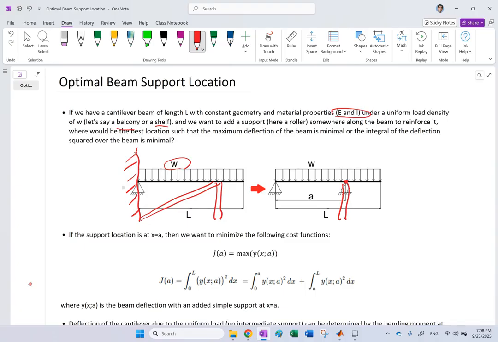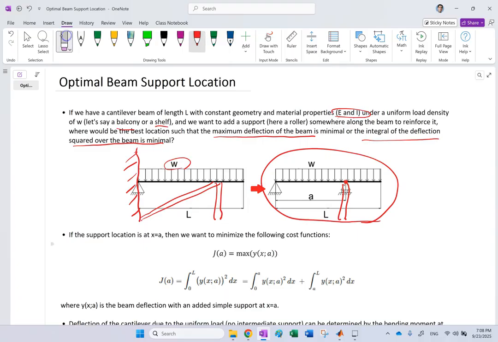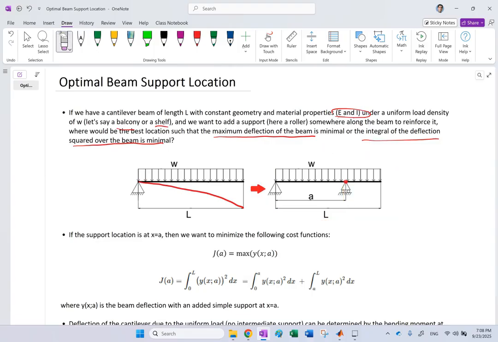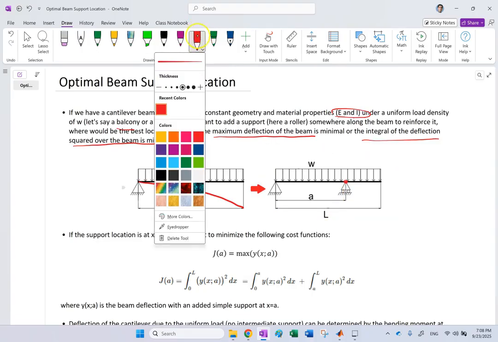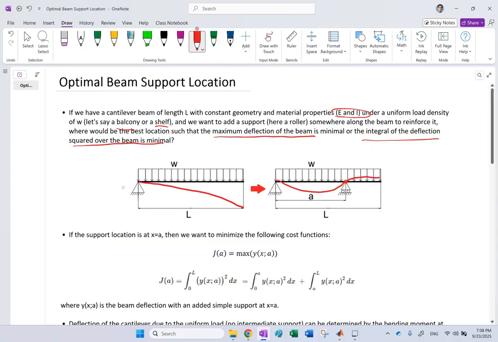So I can either minimize the maximum deflection in this new beam, or the integral of the deflection squared. And you might say, where do these two come from? Well, why would you want to minimize the maximum deflection in the beam? Because right now, in the beginning, before any support, the shape looks something like this, for instance. And then when you put that support in, the shape will be different, right? So you might get something like this. And so the maximum deflection in the beam will change.